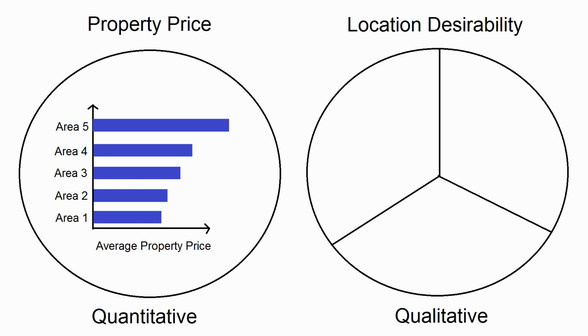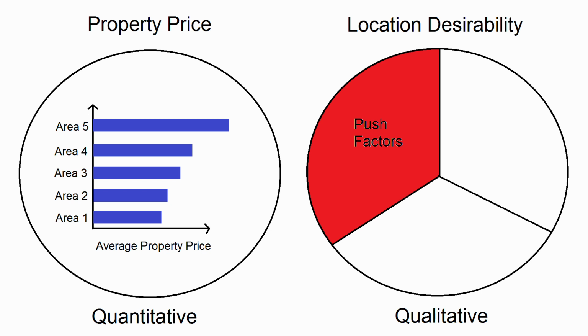In order to try and quantify location desirability, a number of push, pull, and risk factors need to be considered. A push factor is something which makes people less likely to live in an area. For instance, it may be deprived. A pull factor is something which makes people more likely to live in an area. For instance, it may have good schools.